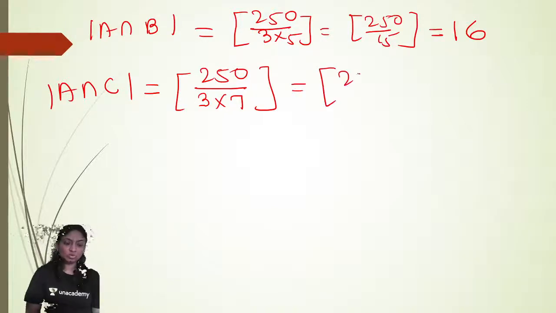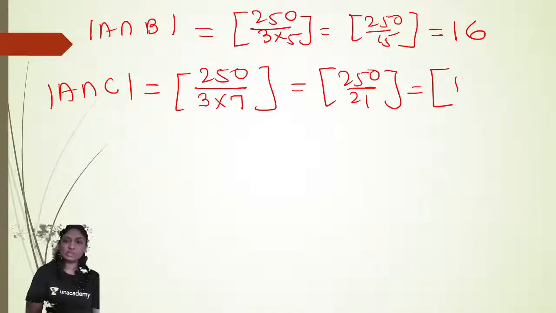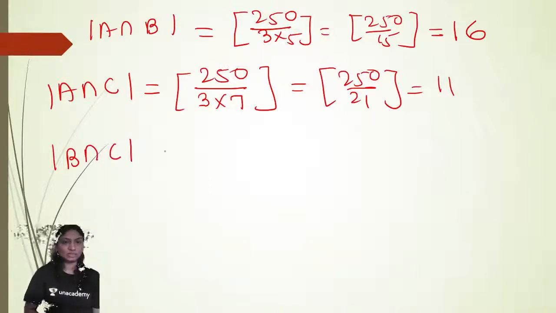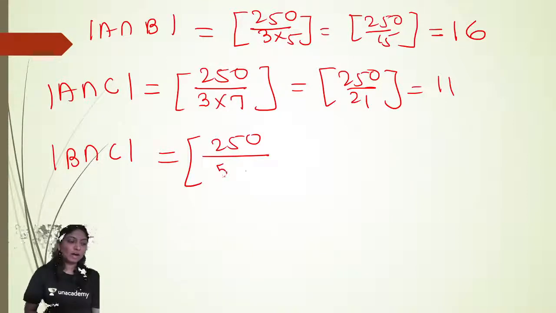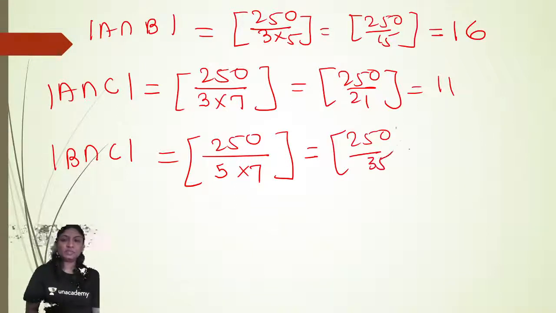Integral part of 250 by 21 is 11. The cardinality of B intersection C is the number of integers which are divisible by 5 and 7. So we'll take the integral part of 250 by 5 into 7, that is 250 by 35. So you will get 7. The integral part of 250 by 35 is equal to 7.